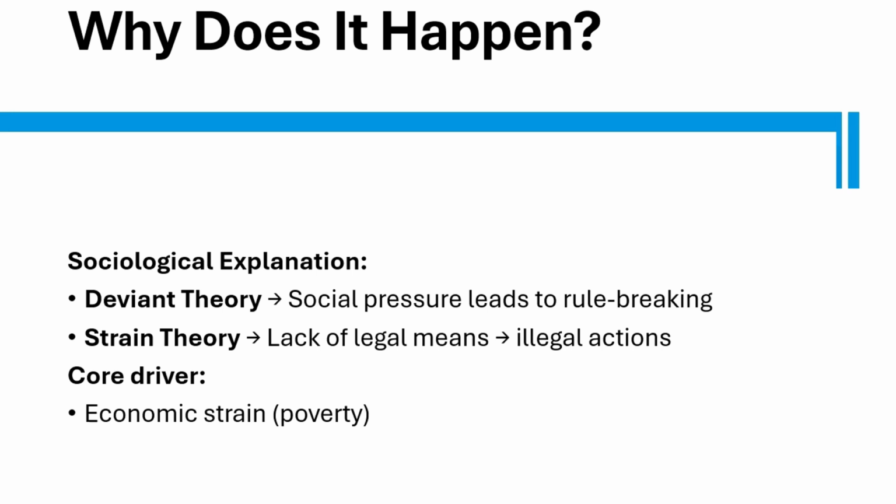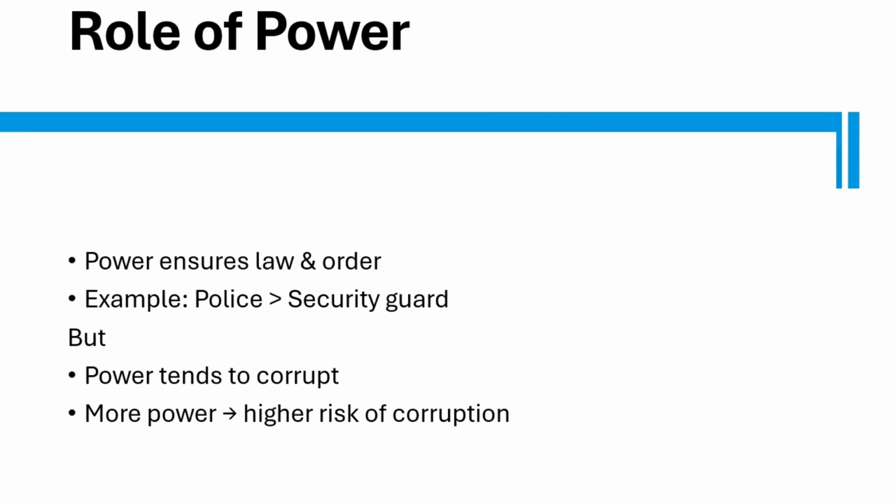Closely linked is the strain theory, which states that when legitimate means are unavailable, people turn to illegitimate ones. The biggest source of this strain is poverty. As it is often said, poverty is the mother of many crimes. Now, the role of power is very important. Will Durant says that power is given to certain individuals to control the behavior of people in order to maintain social order. It is because if people are given absolute freedom, they will start doing wrong things.